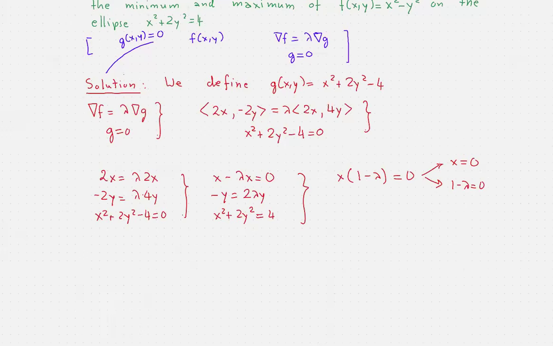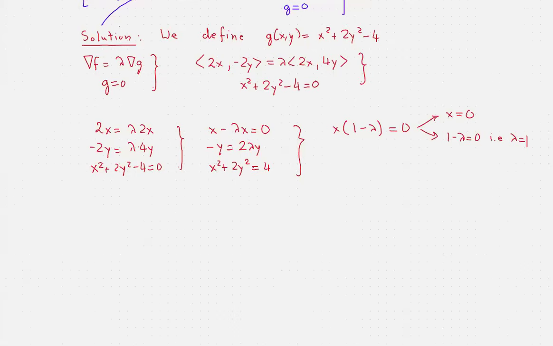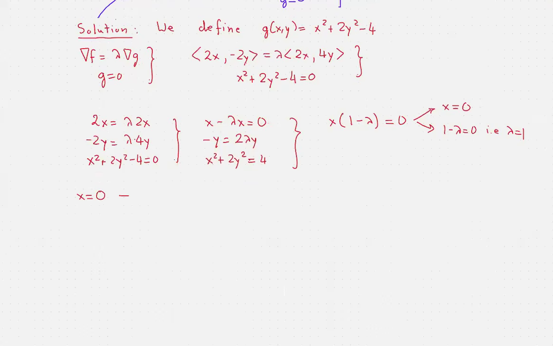Okay, so let's start with the first one. So if x is 0, then let's go to our constraint and plug in x equals 0, and that will give us 2y squared is equal to 4, which means that y squared is equal to 2, which means that y is equal to plus or minus the square root of 2. So this yields 2 points, 0 comma square root of 2 and 0 comma negative square root of 2.